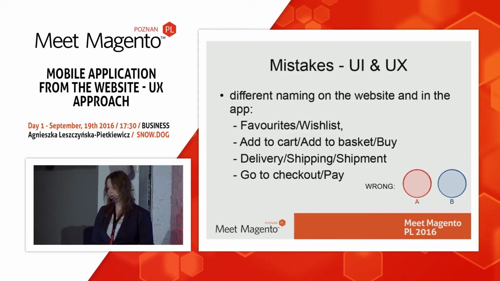Also some logical things. I don't know why it happens, but there are some examples like this. Different naming on the website and in the app. Like on the website you have favorites, on the app you have wishlist, like why? Sometimes you have add to cart and add to basket and buy, like different names. And it really matters how you name things and what the user is expecting after clicking this. Also delivery, shipping, shipment. Like why not call it the same on the app and the website? And also go to checkout and pay. This is actually a big difference in meanings. So as you see, the names should not be like this.